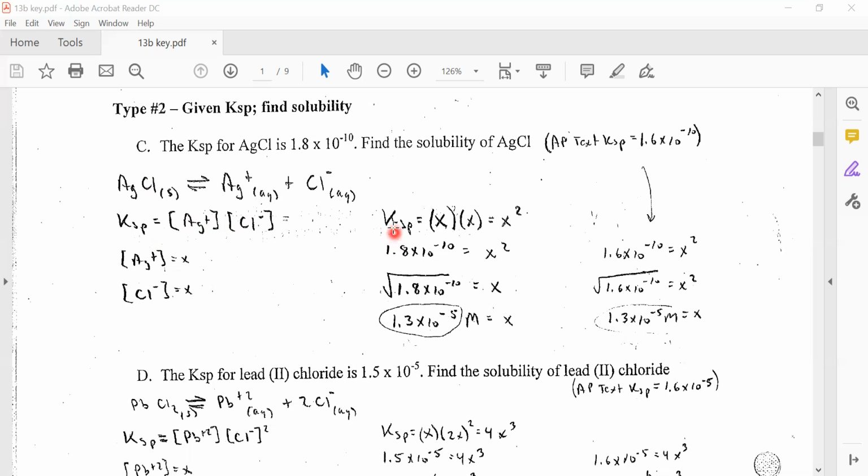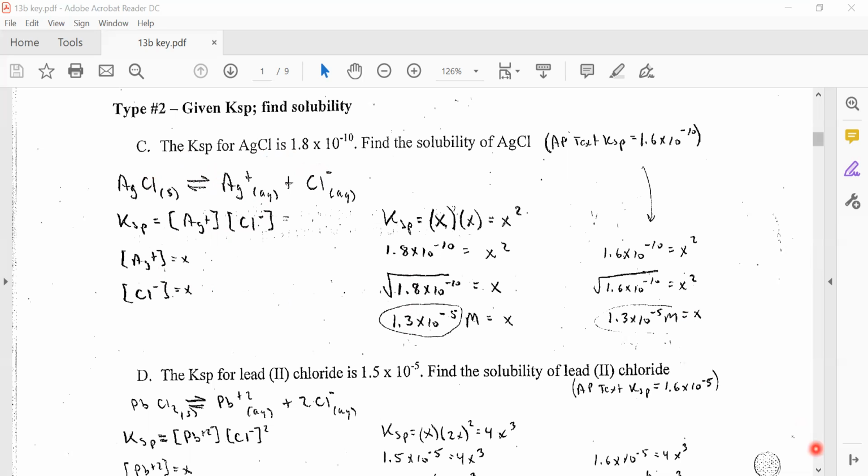So plugging that in, it's Ksp equals x times x, or Ksp equals x squared. So what do we do? We just take the square root of the Ksp, and that's how we solve this problem. So x is just going to be the square root of the Ksp, which is 1.3 times 10 to the negative 5th. Plugging this back in the other way, 1.3 times 10 to the negative 5th times 1.3 times 10 to the negative 5th is going to equal that Ksp right there. So that would be the solubility of Ag plus, and it would be the solubility of AgCl, because everything's at a 1-to-1-to-1 ratio.